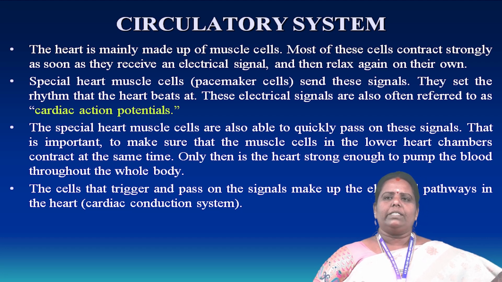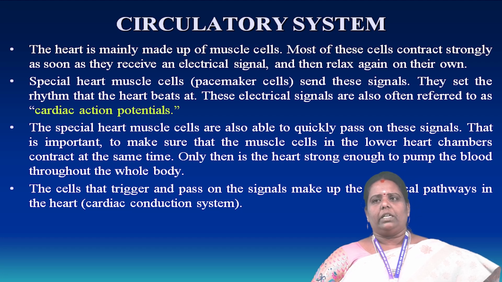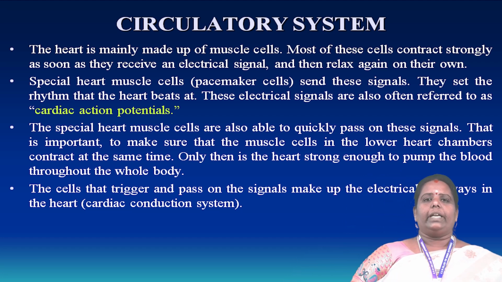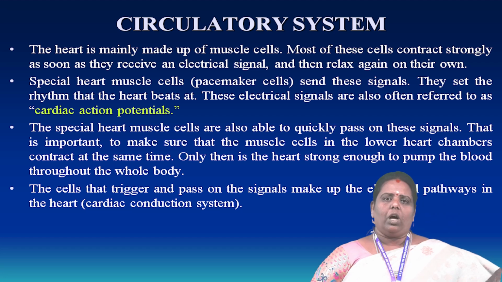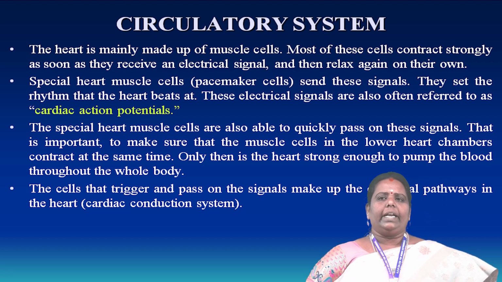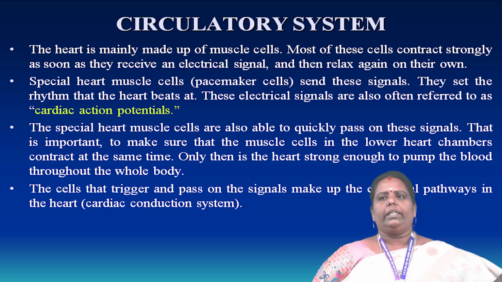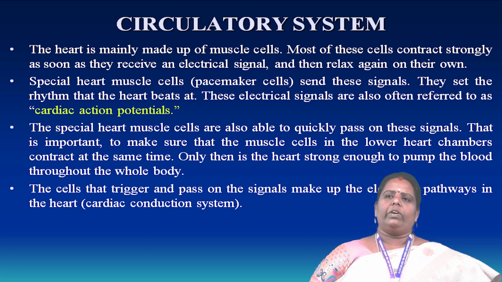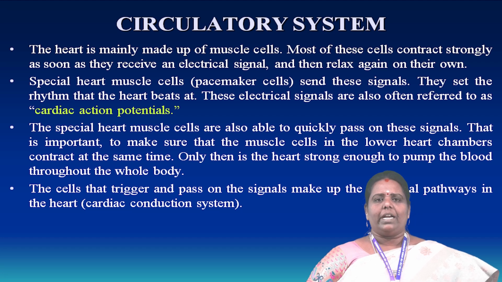Some special heart muscles are called pacemaker cells. What is the role of the pacemaker cell? It sends signals all over the body. This sets the rhythm of the heartbeat. They control the heartbeat, causing an electrical signal often referred to as the cardiac action potential. The special heart muscle cells are also able to pass the signals through quickly.